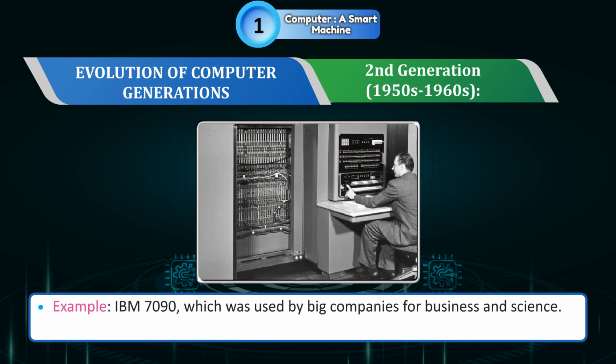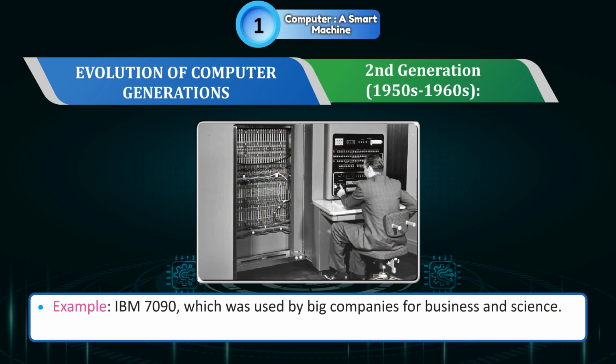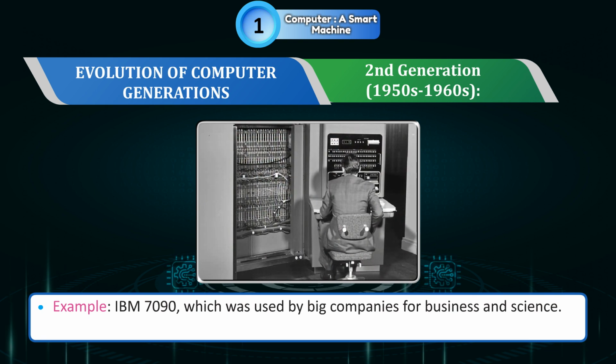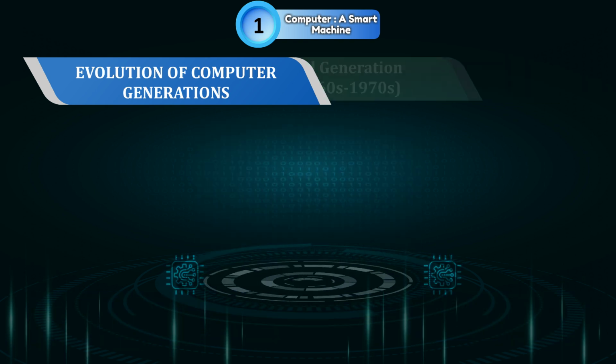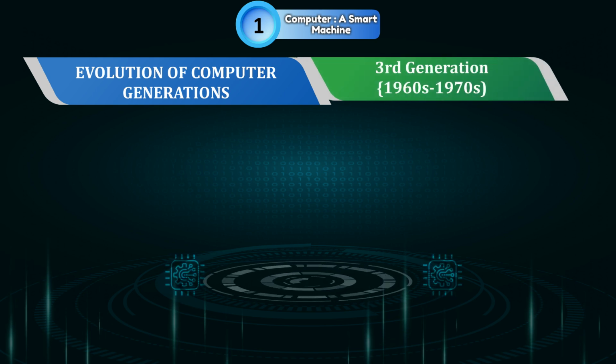Example, IBM 7090, which was used by big companies for business and science. Third generation, 1960s to 1970s.